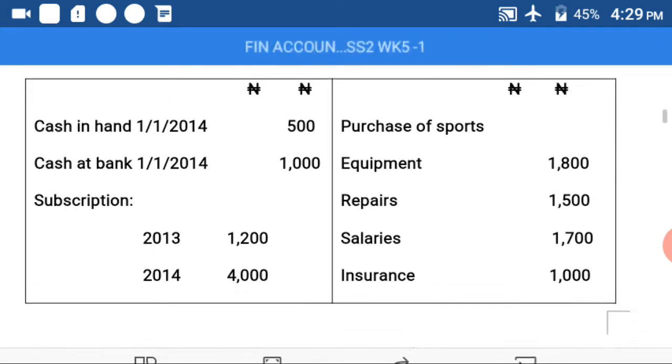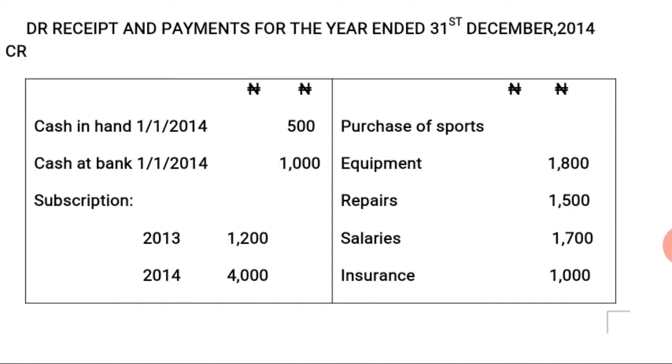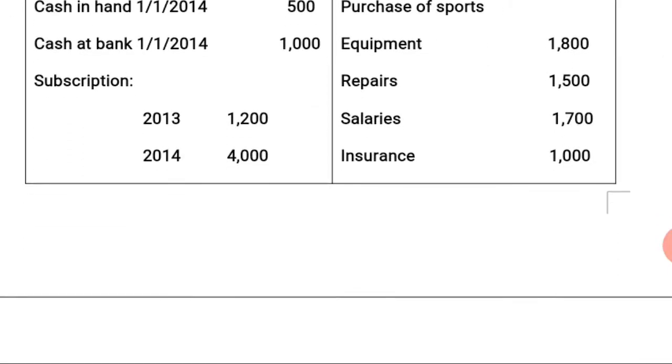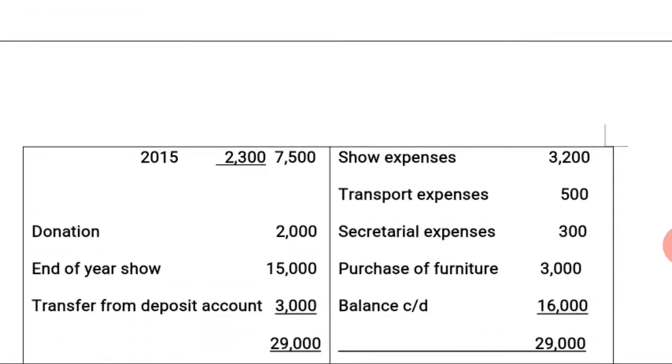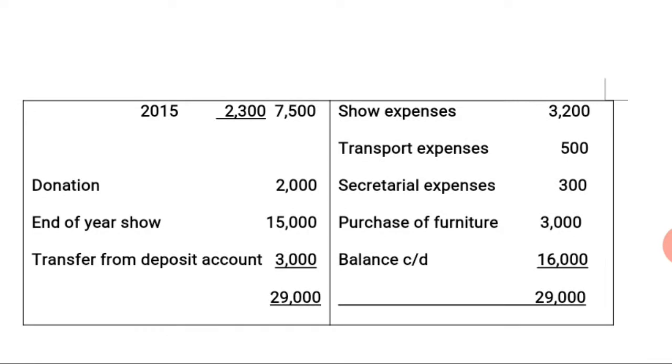Then on the credit side of our receipt and payment account, from the question, we have purchase of sports equipment, that is the sports equipment that was bought during the year, 1,800 naira. Repairs of 1,500 naira. Salaries was paid for 1,700 naira. Insurance of 1,000 naira was paid, and 3,200 naira was spent on the show expenses, and transport expenses cost 500 naira, while the secretarial expenses stood at 300 naira.